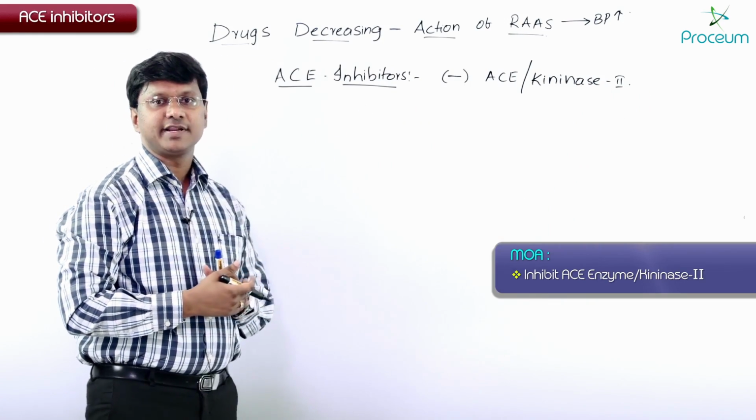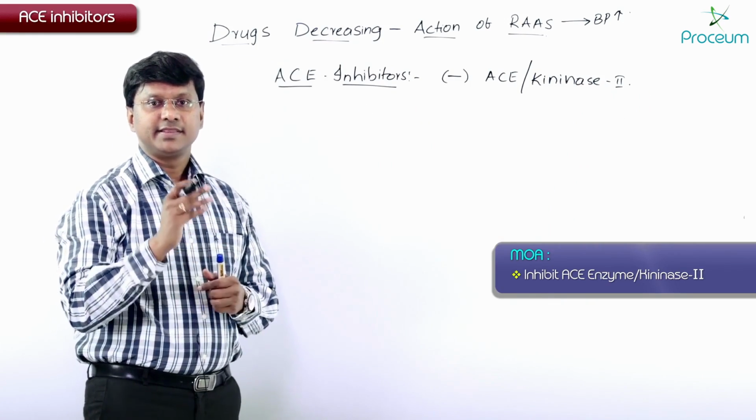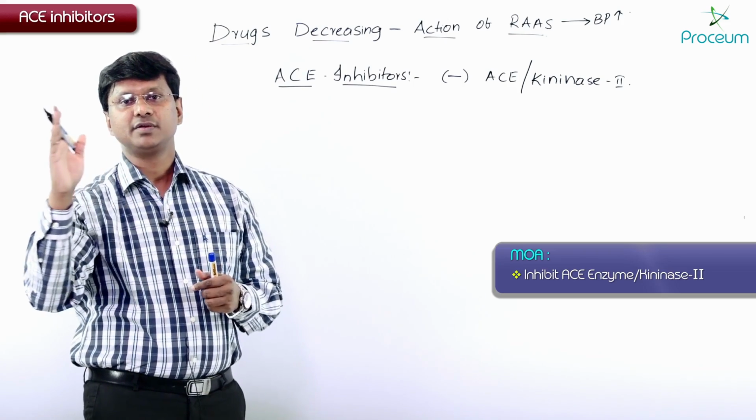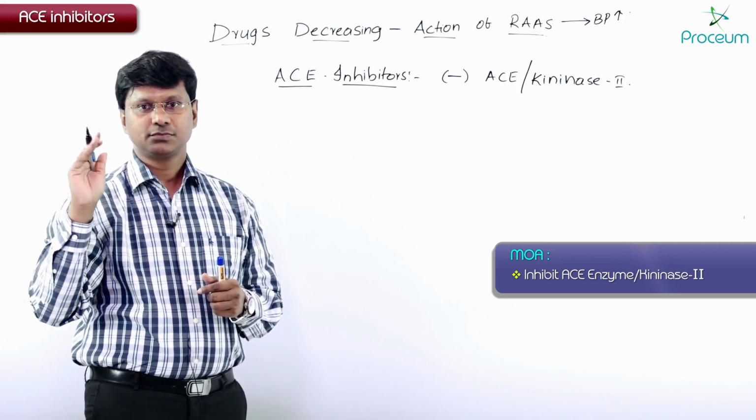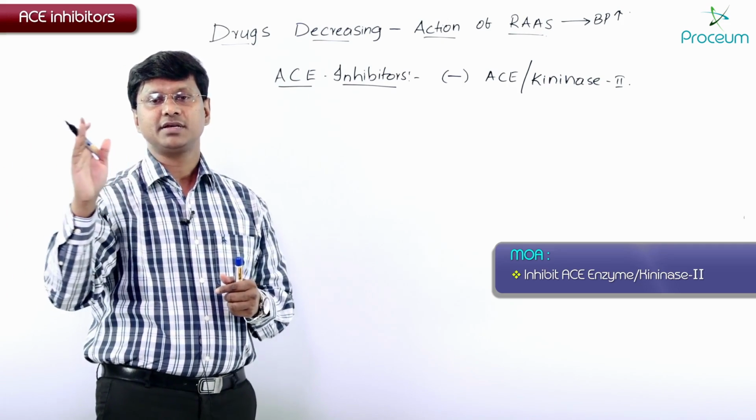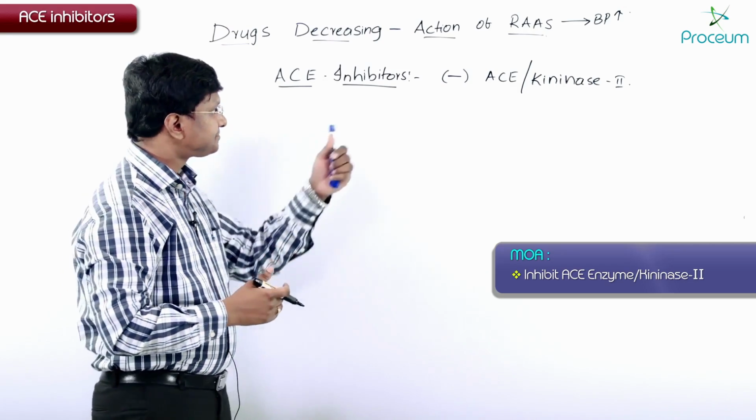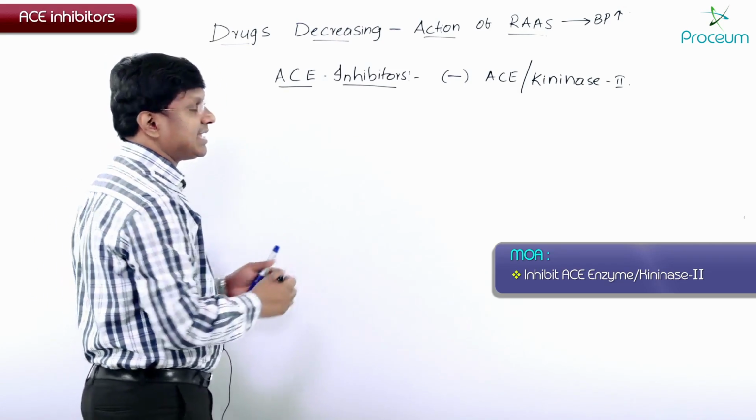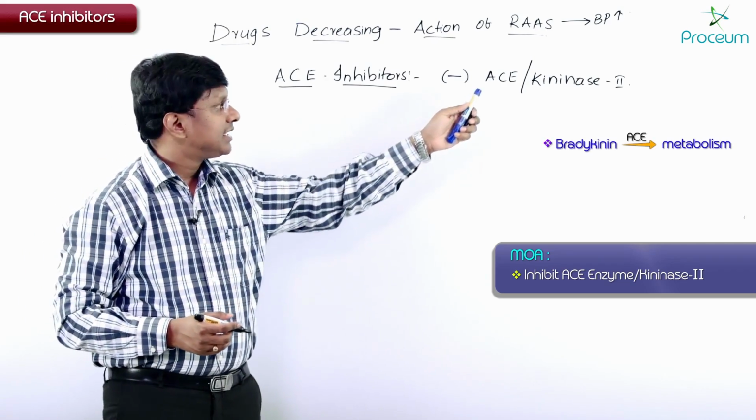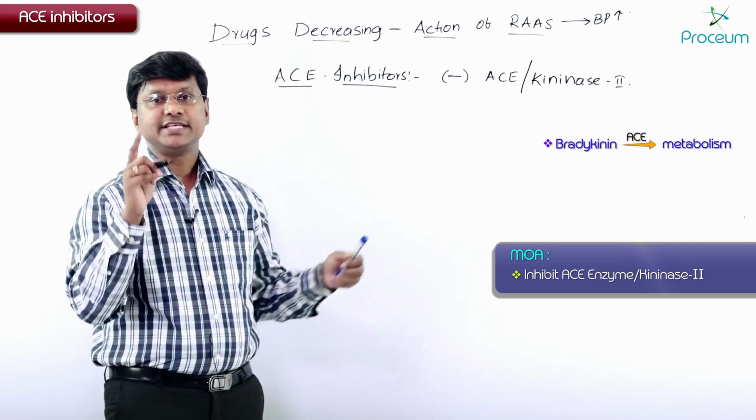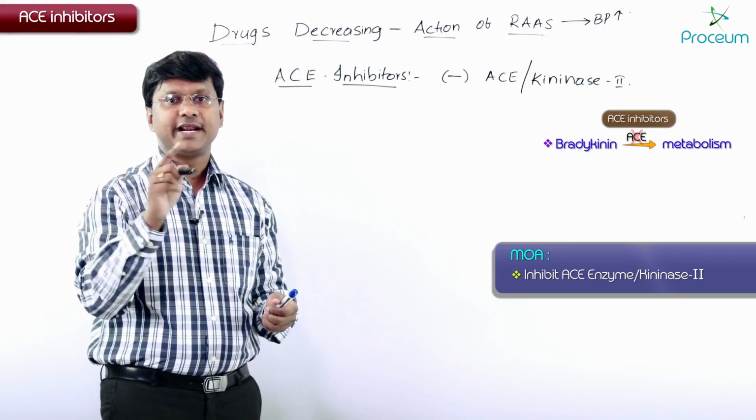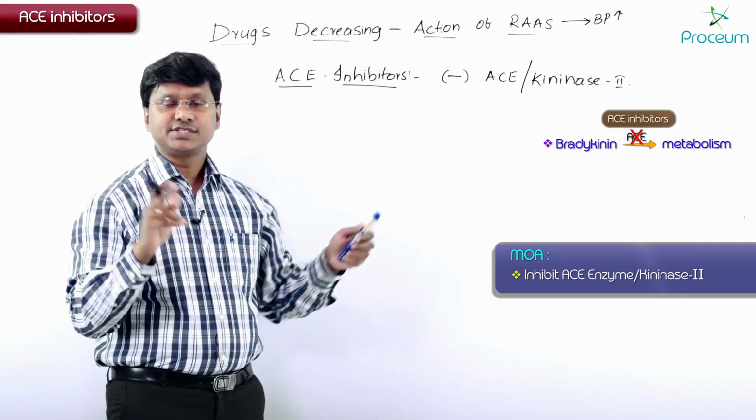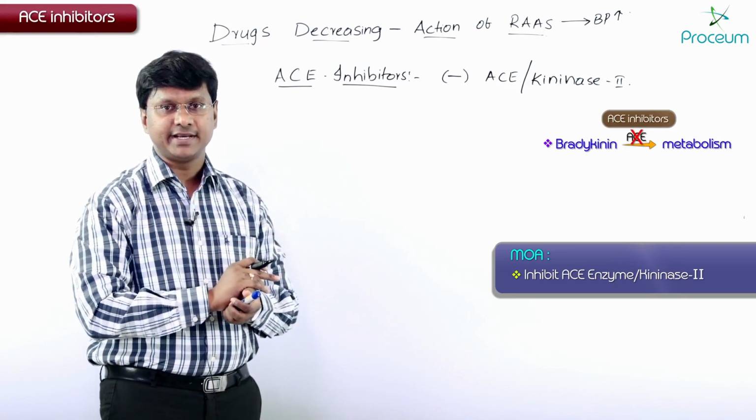Once this ACE enzyme is inhibited, remember that angiotensin 1 is not converted to angiotensin 2. Another consequence is, as I have said, the enzyme ACE is required for the breakdown of bradykinin.